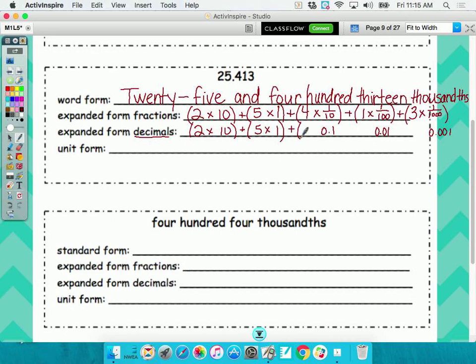Anybody know why? Kaden? Because they're whole numbers. They're whole numbers. They're not fractions or decimals. So I don't have to change them. Good job. I like your answer.